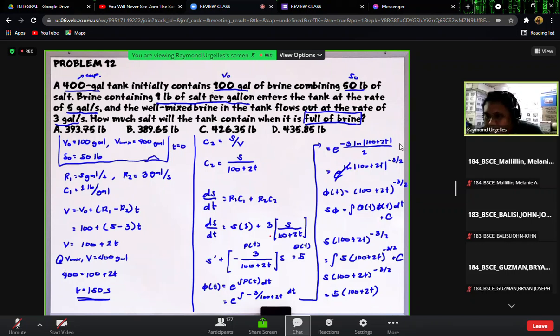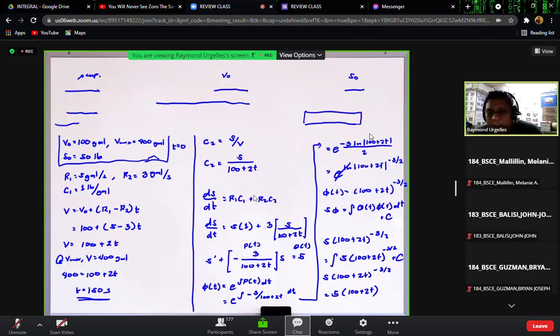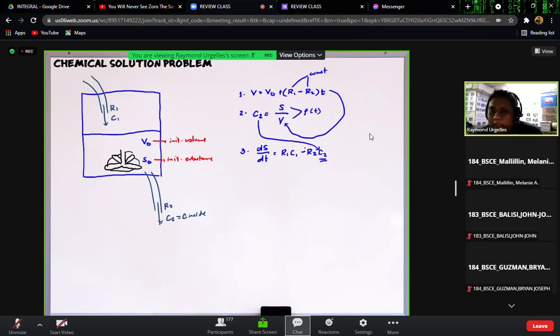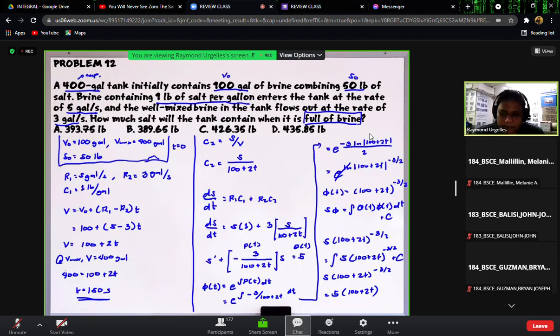So, wala ako dito. This should be R1C1 minus R2C2. Kaya pala negative yung lumabas sa akin. So, again, this is minus. Therefore, this should be minus, not plus. Ibig sabihin, kaya pag nilipat sa kabila, magiging plus.